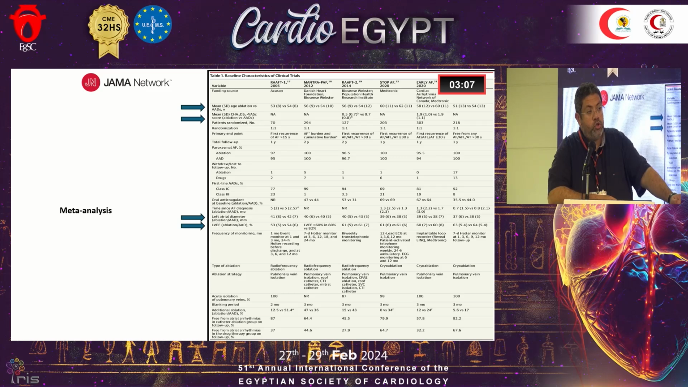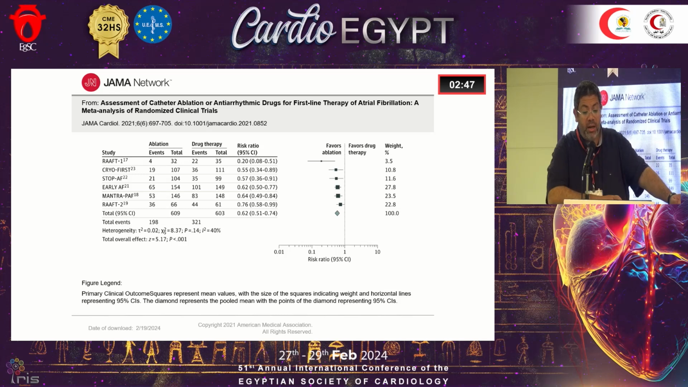What's also important to note is that the left atrial diameter in these patients was relatively small, 3 point something or at most 4, and the ejection fraction was normal. So all these data tell you that these are patients in the early course of this disease. So what was the outcome? The primary outcome was always in favor of an ablation procedure.